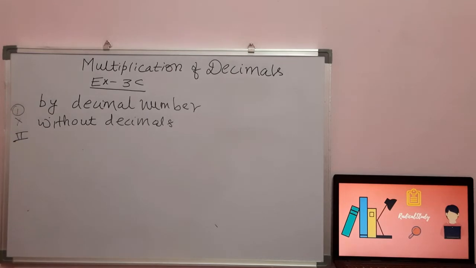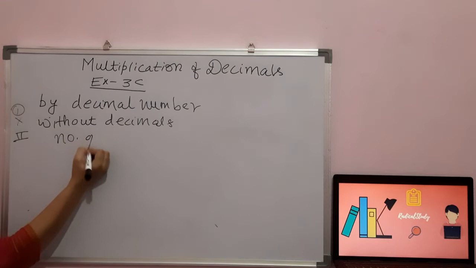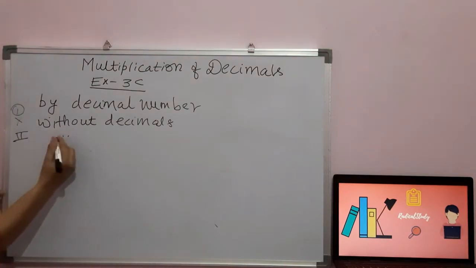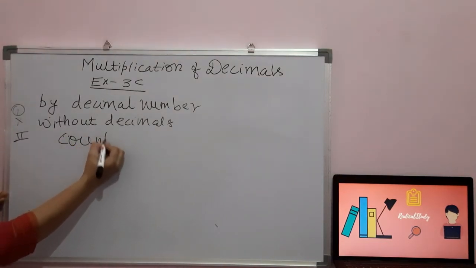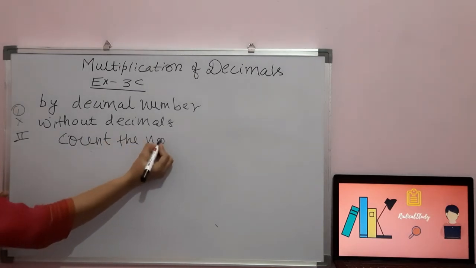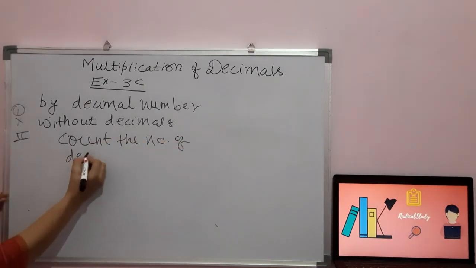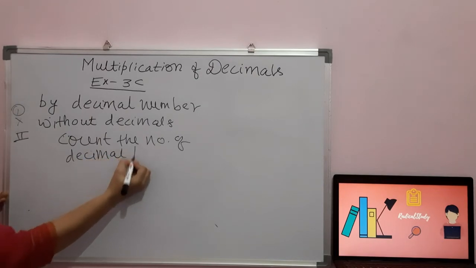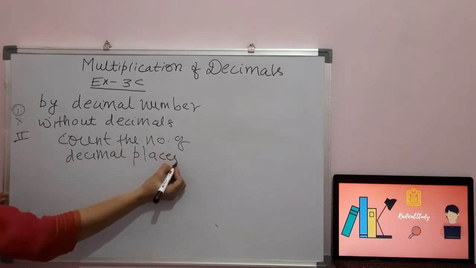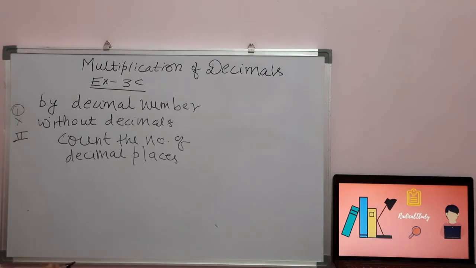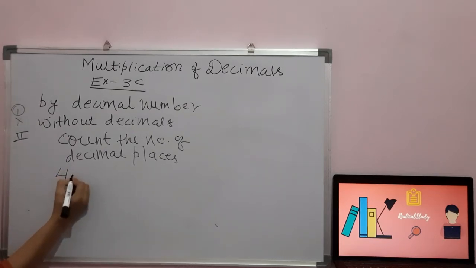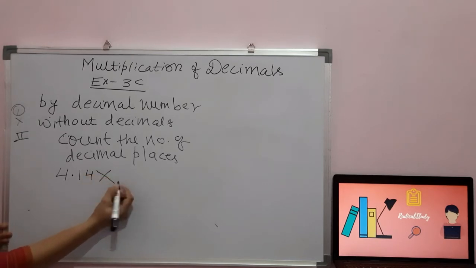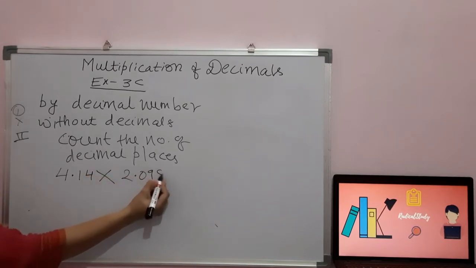Now the second step will be count the number of decimal places. कितनी decimal places है उसको क्या करना है? काउंट करना है। Sorry students, count the number of decimal places. आपको कितनी decimal places हैं उनको क्या करना है? काउंट करना है। So after counting the number of decimal places in both the numbers, किसी एक नंबर में नहीं, आपको दोनों नंबर का काउंट करना है। For example, it is 4.14 and you have to multiply it by 2.0984.